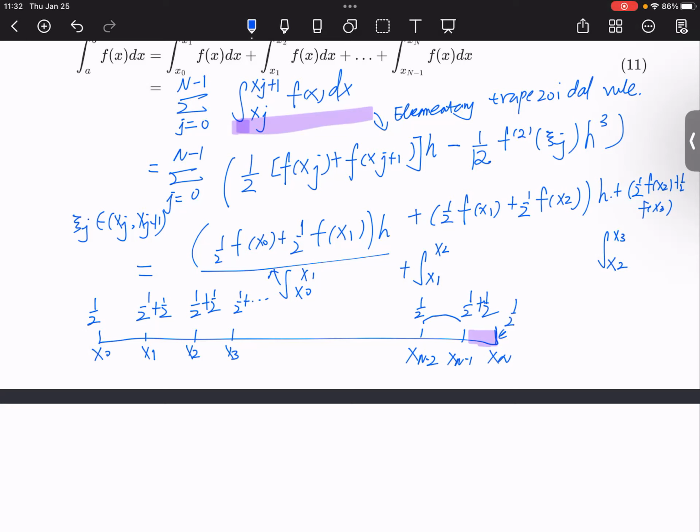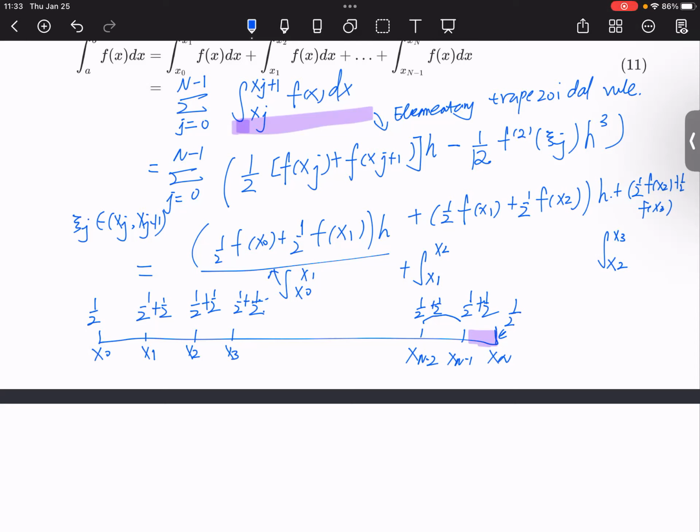And what do you see here? We have the coefficient for x0 is 1/2, and for all the things in between, the coefficient is 1, 1, 1, 1, 1. And then the last one has the coefficient 1/2 again. That's because we don't have duplicate terms for x0, and we also don't have duplicate terms for xn. So we have different coefficients here.